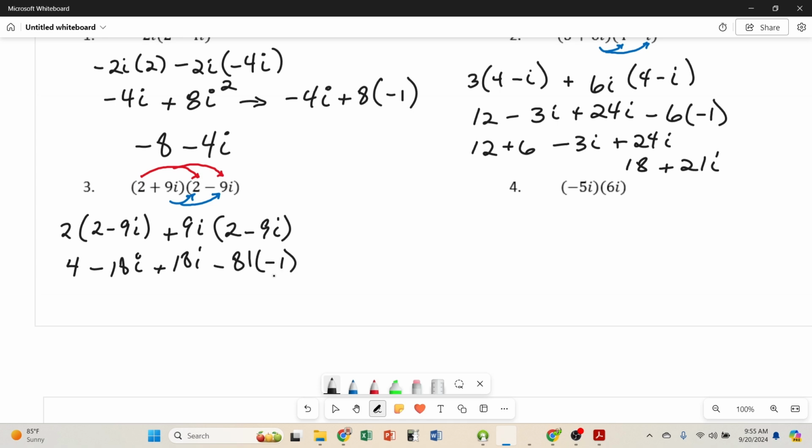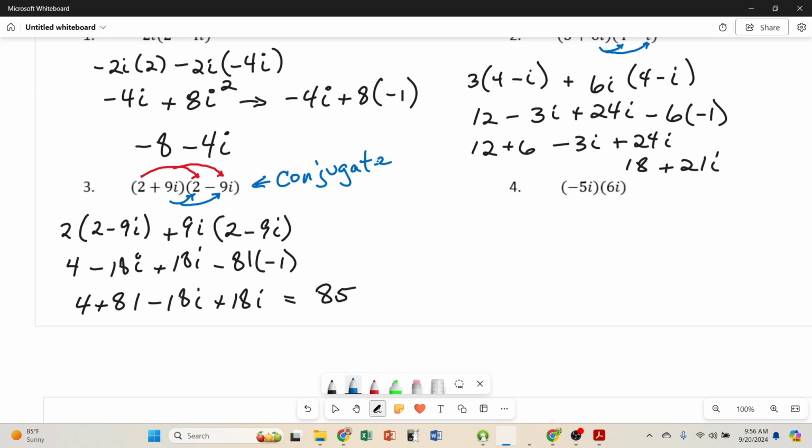So this problem now, as we work this out, this is 4 plus 81, and I got minus 18i plus 18i. And this is a very interesting type of problem because 4 plus 81 is 85, and negative 18i plus 18i is 0. We've gotten rid of all of the imaginary pieces of this problem. This is a very special type of problem. It's called a conjugate.